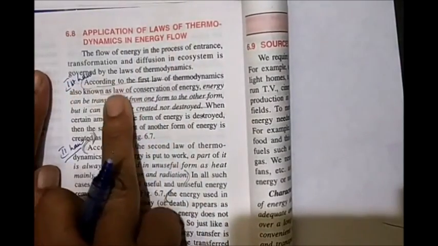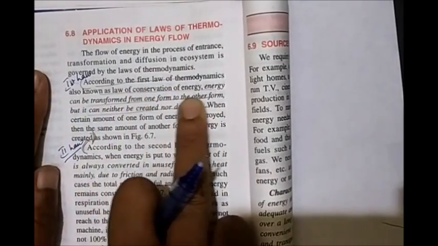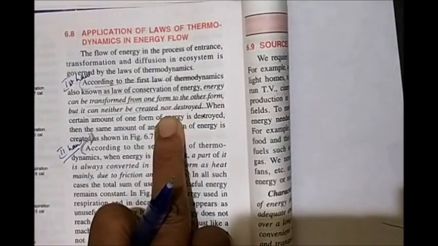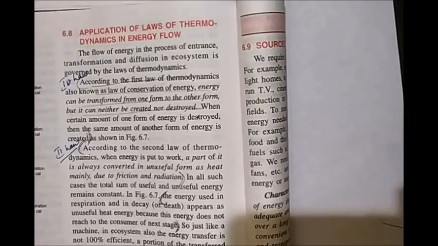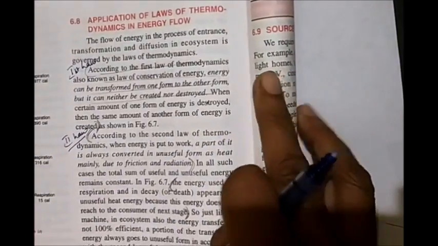Let's see how. The first law says, according to the first law of thermodynamics, also known as the law of conservation of energy, this you have heard many times, energy can be transformed from one form to the other, but it can neither be created nor destroyed. So you see this happening in this energy flow, where energy is neither created nor destroyed, it is just transformed from one form to another. Okay, that's how the first law is obeyed.